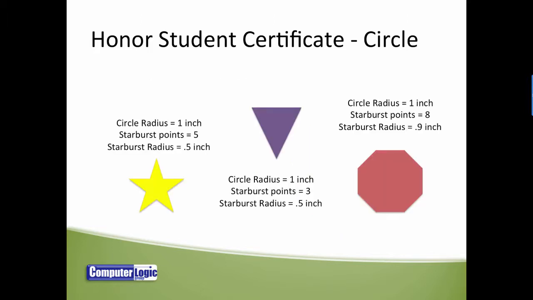To give you some examples, if I have a circle radius of 1 inch with 5 starburst points and a starburst radius of a ½ inch, it's going to create a star. Using a circle radius of 1 inch, a starburst of 3 points, and a starburst radius of a ½ inch, again, I'm going to create a triangle. And lastly, with a circle of 1 inch, 8 starburst points, and a starburst radius of 0.9 inches, you see I'm going to create that octagonal stop sign view.